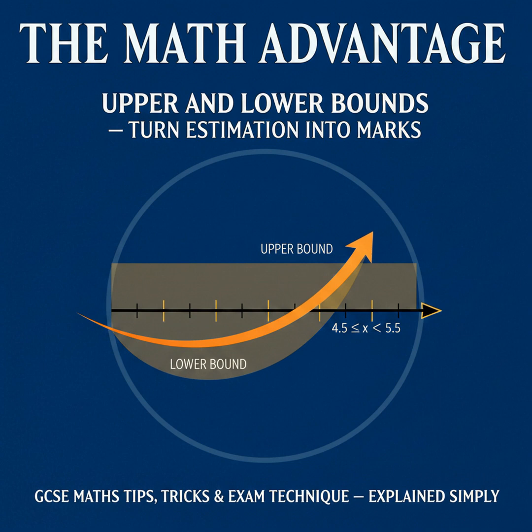To find possible areas, use the smallest possible length times smallest possible width for the lower area and the largest possible length times largest possible width for the upper area. This gives 2.25 × 4.05 ≤ A < 2.35 × 4.15. Calculate those products carefully. Don't round intermediate values early.